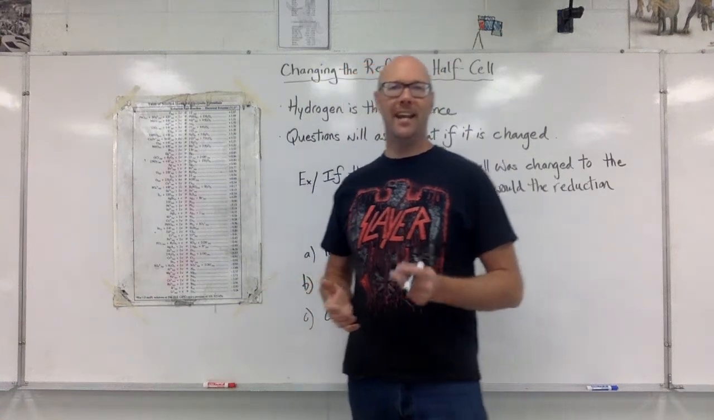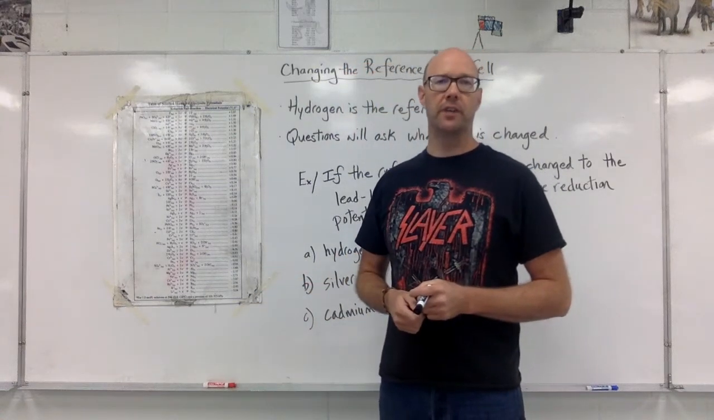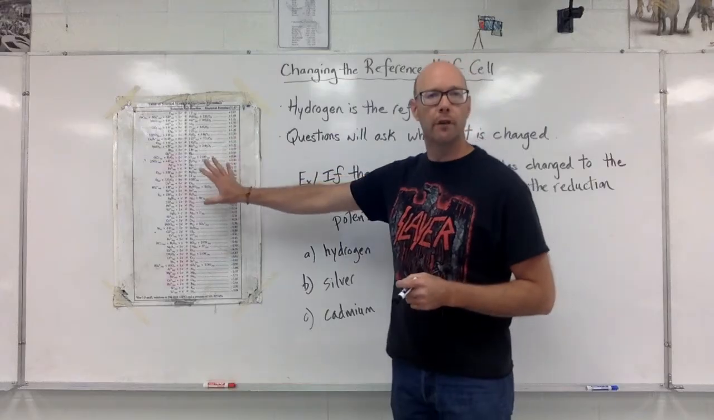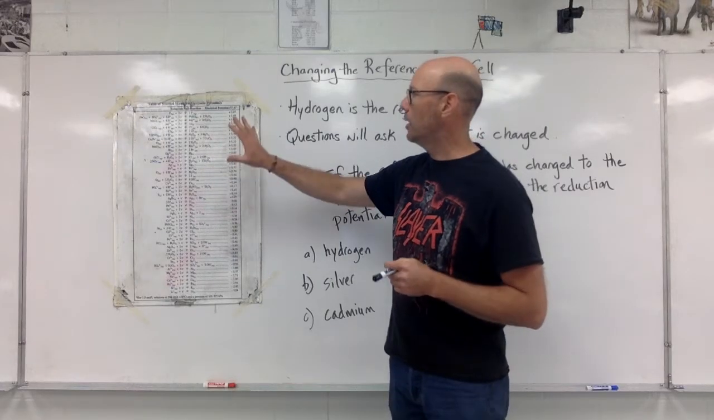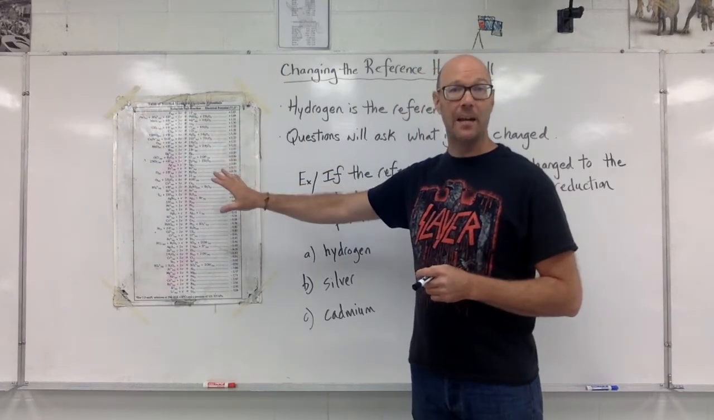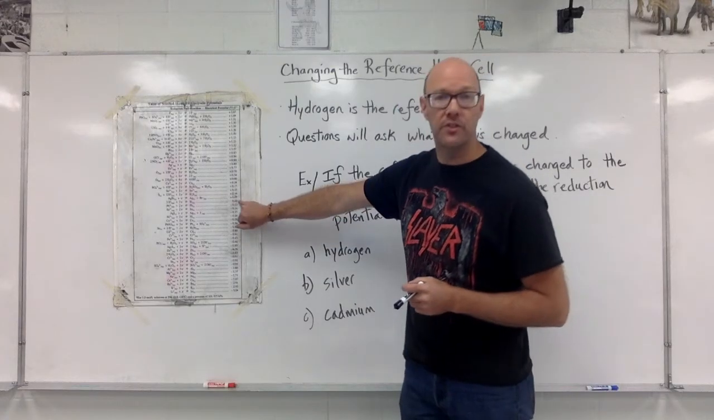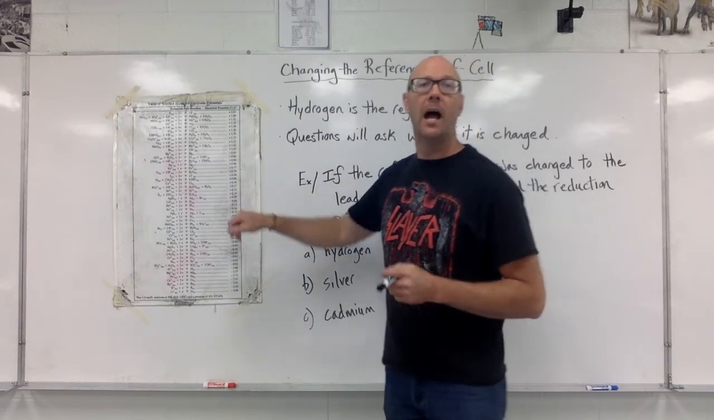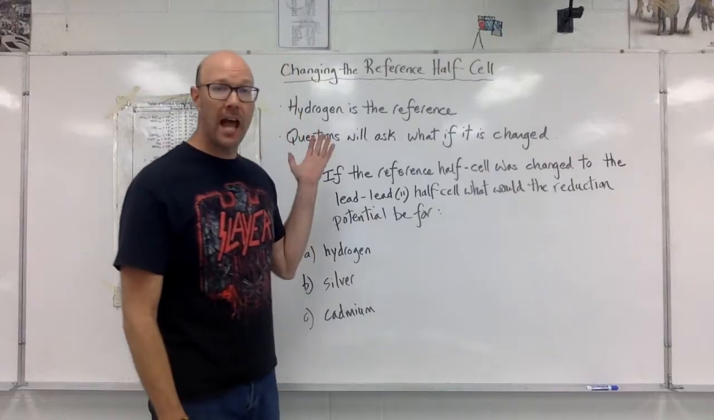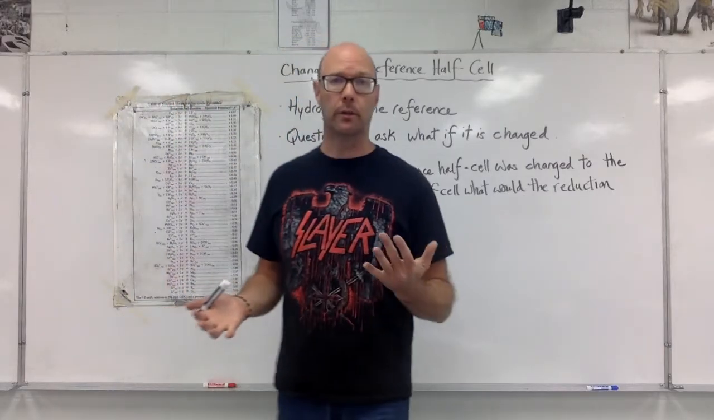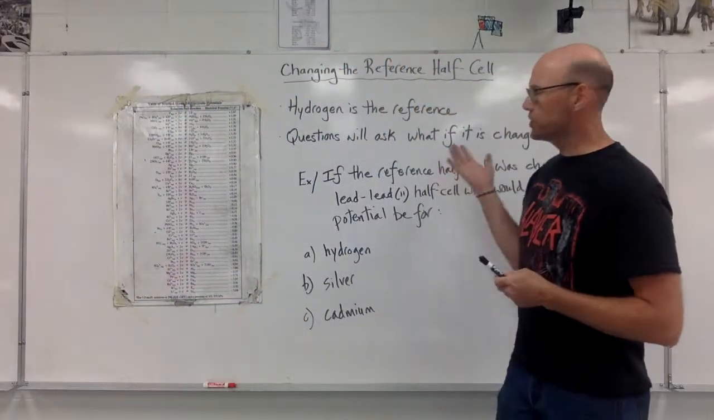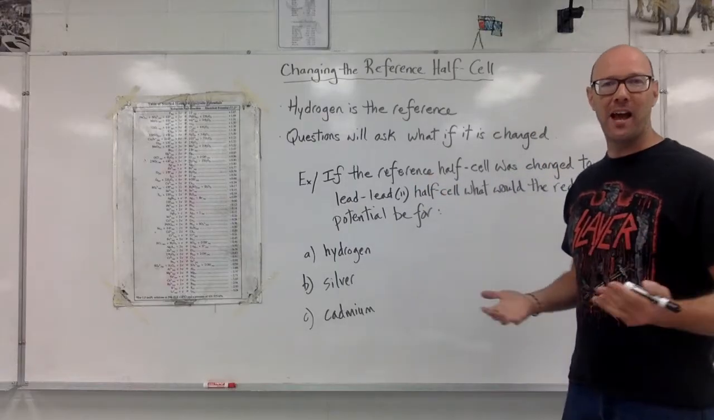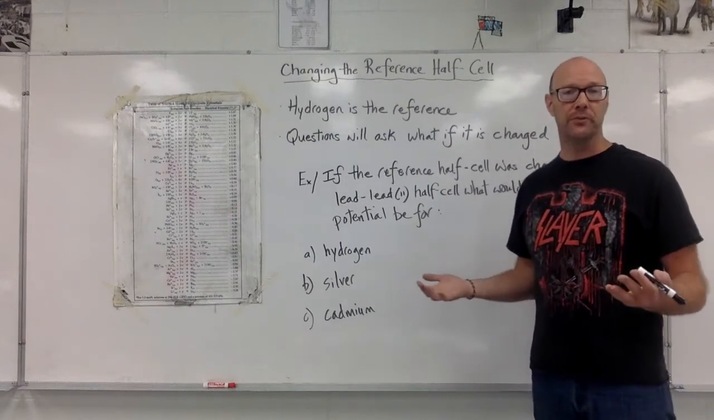Hi everyone. Today, changing the reference half cell. The table of reduction half reactions and their electrical potential in the data booklet is set up with 0 for hydrogen. Hydrogen is the reference half cell for this table in the data booklet. Questions are sometimes going to ask us, what if the reference half cell was changed to something else?